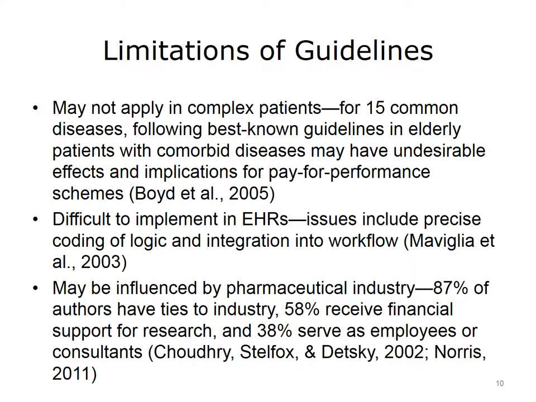Practice guidelines certainly have limitations. One challenge for guidelines is that they are difficult to apply in complex patients. For example, a study by Boyd and colleagues looked at 15 common diseases. They took the best-known guidelines for those diseases and assessed them for use in elderly patients who had many comorbid or coexisting conditions. They reached the conclusion that following the guidelines to the letter would have undesirable effects because of the presence of these other conditions.